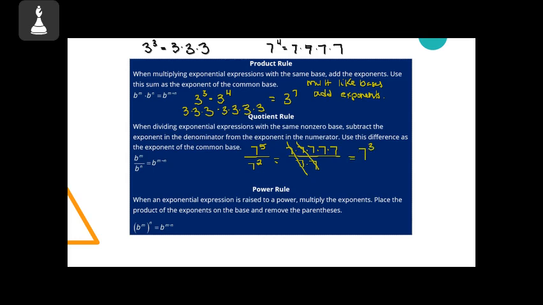Last one here is the power rule. So when you have a power raised to another power, we're going to multiply those. So let's see how that works. If I have 2 to the third power, and I want to raise that to the third power, well, that means I want to write 2 to the third 3 times. So 2 to the third, 2 to the third, times 2 to the third. Using that rule up here, that would be 2 to the 9th. Well, 9 is the same as 3 times 3. So these are some rules we're going to use when simplifying.